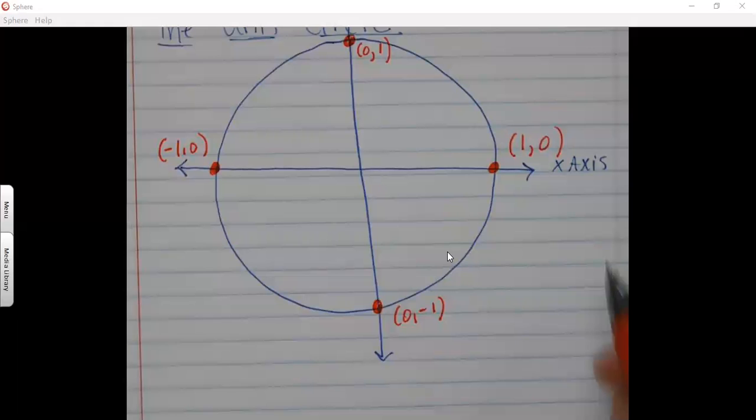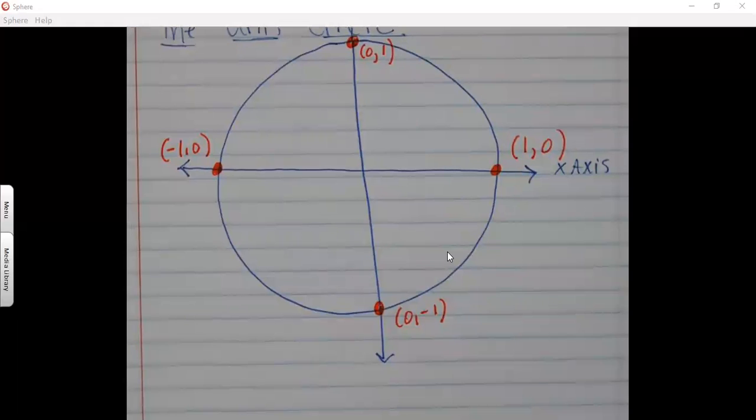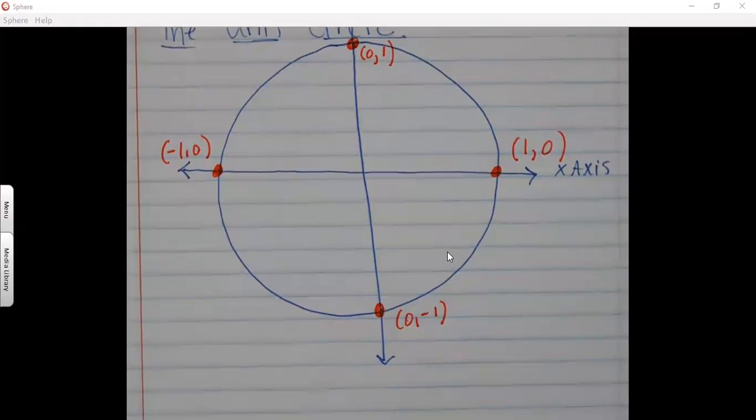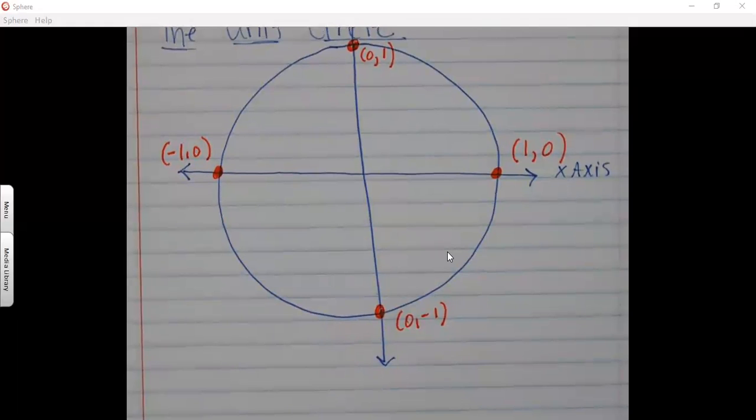I'm going to teach you how to find a whole bunch of other ordered pairs on the unit circle using those special right triangles, okay? But first of all, let's learn about our definitions of the unit circle. So first thing we're going to say is the unit circle has a radius of 1.